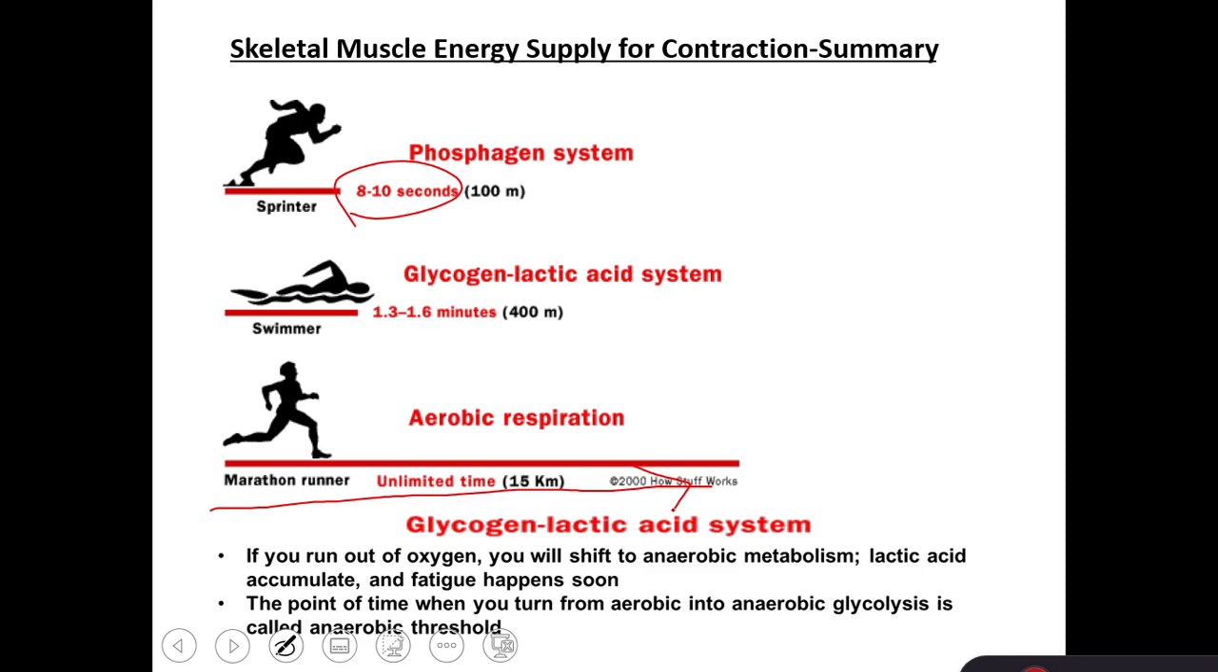However, if you continue to do exercise until you run out of oxygen, what would you do? You will shift again to the anaerobic glycolysis. But here, the pyruvate that results from the glycolysis will not enter the mitochondria because there is no oxygen. So this will be changed into lactic acid that diffuses into the blood. At this point in time, you will start to get tired quickly. We call the point in time at which the aerobic respiration changes to anaerobic again the anaerobic threshold.